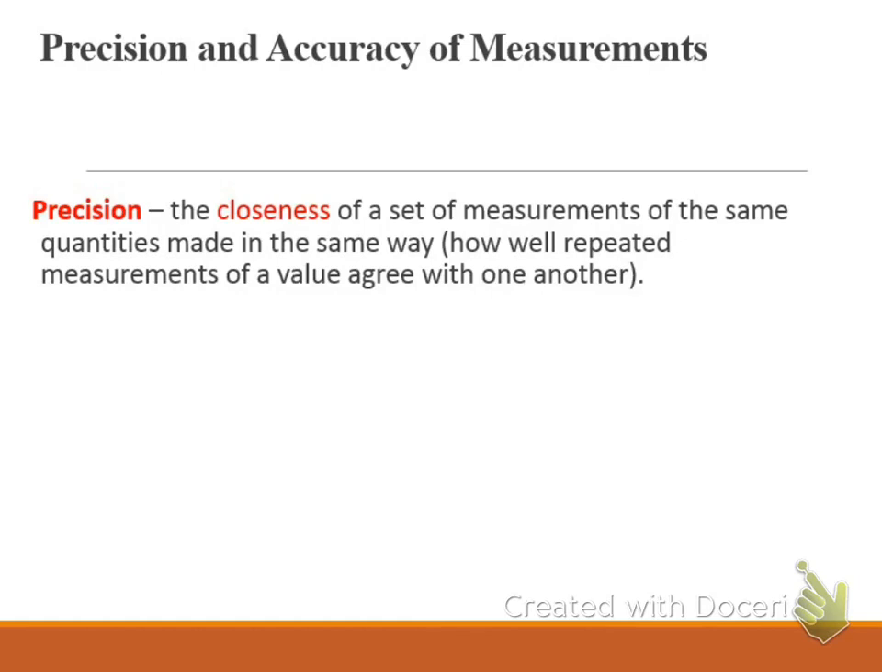Precision is the closeness of a set of measurements. How much do they agree with each other? So if I had to go into the lab and I measured a piece of metal 3 times, how much do they agree with each other? Did I get the same number every time? Did I get slightly different every time? It's how well can I repeat a measurement, so repeatability.